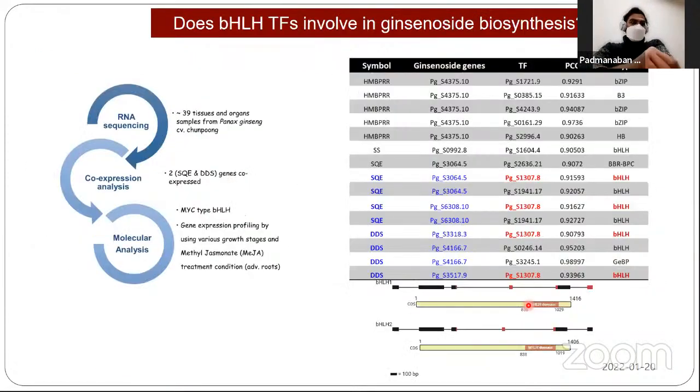So my role after I came to Seoul National University is that we screened many RNA sequence libraries, and we found certain transcription factors which are co-expressed together with the important genes involved in ginsenoside biosynthesis. One such gene is this bHLH domain, which I'm currently working on, and it is still work in progress. It has a bHLH domain motif in the 3' end, and is co-expressed together with squalene epoxidase, which produces 2,3-oxidosqualene, and dammarenediol synthase, which produces dammarenediol, a precursor for ginsenoside, and so on.